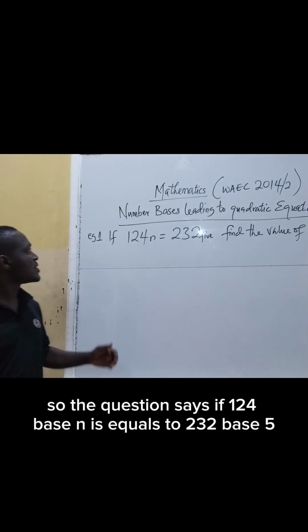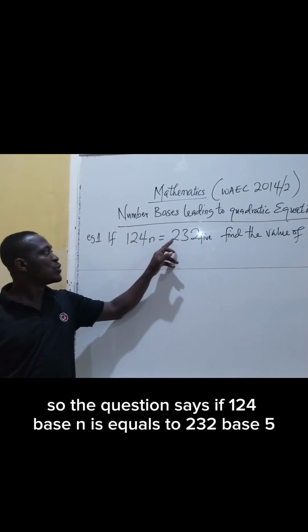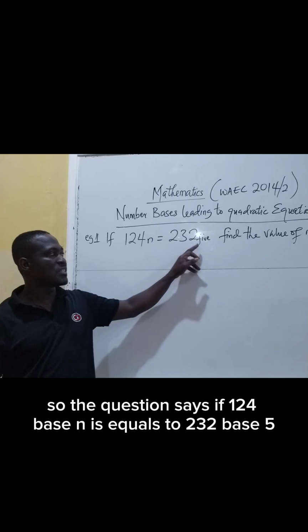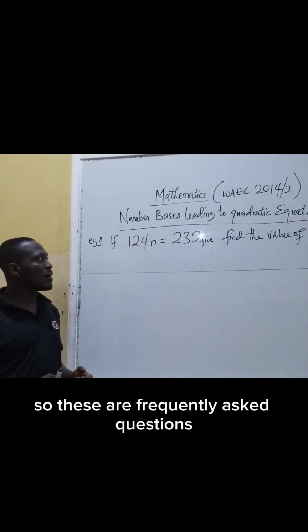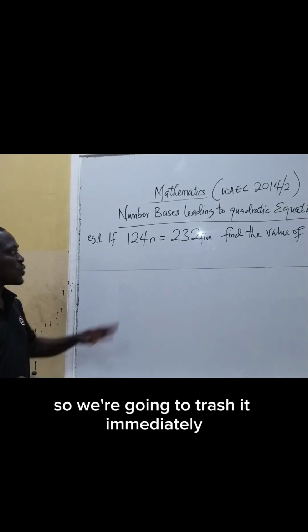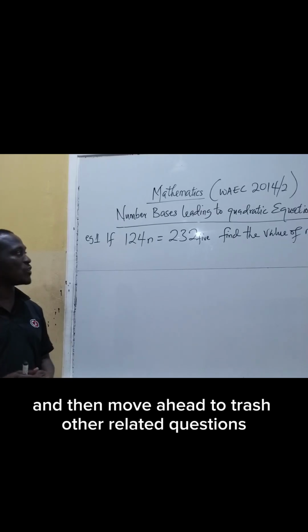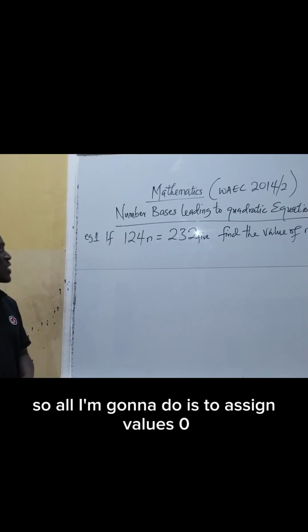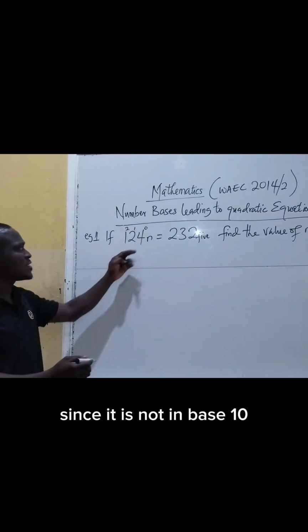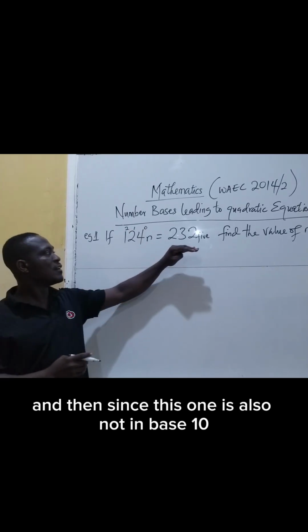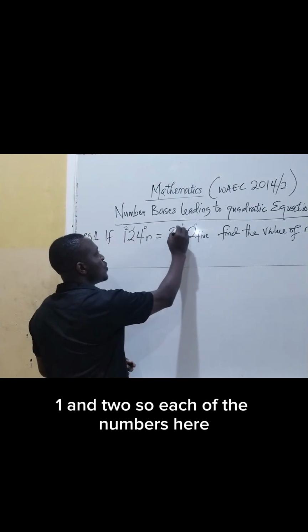So the question says, if 124 base n is equal to 232 base 5, find the value of n. So these are frequently asked questions. So we're going to tackle it immediately and then move ahead to tackle other related questions. So all I'm going to do is to assign values 0, 1, and 2. Since it is not in base 10, and since this one is also not in base 10, I will also do the same thing, that is 0, 1, and 2.